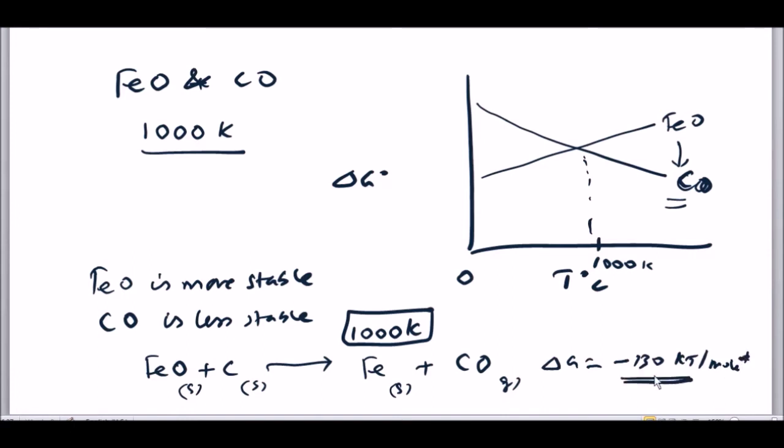It clearly shows that the delta G is negative, so the process is feasible and spontaneous. So below 1000 Kelvin, FeO cannot be reduced by using carbon, but above 1000 Kelvin, FeO can be reduced by using carbon. That's the significance of this Ellingham's diagram.